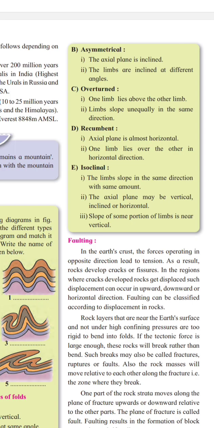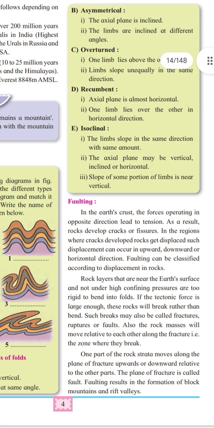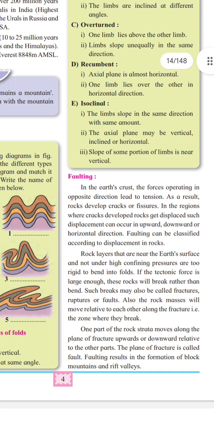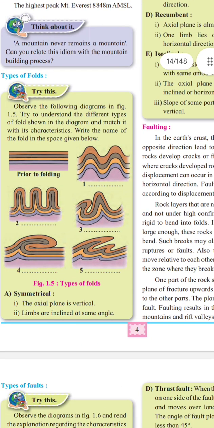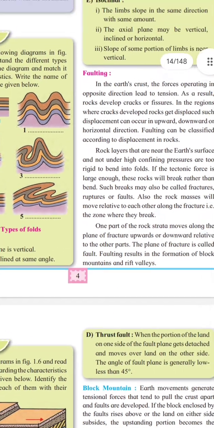Both limbs slope in the same direction but at different angles. Fourth, recumbent fold: the axial plane becomes almost horizontal and one limb lies almost completely over the other. Fifth one is the isoclinal fold: both limbs slope in the same direction with equal inclination. The axial plane may be vertical, inclined, or horizontal. Same as you can see, the types of faults also.